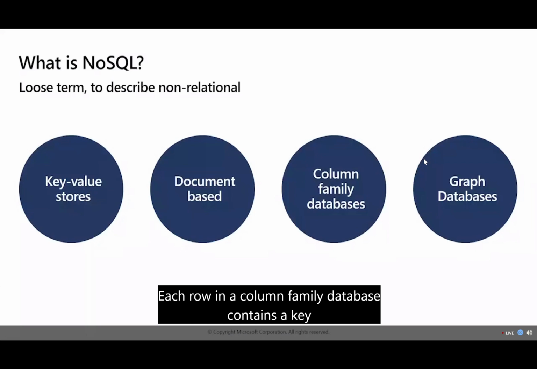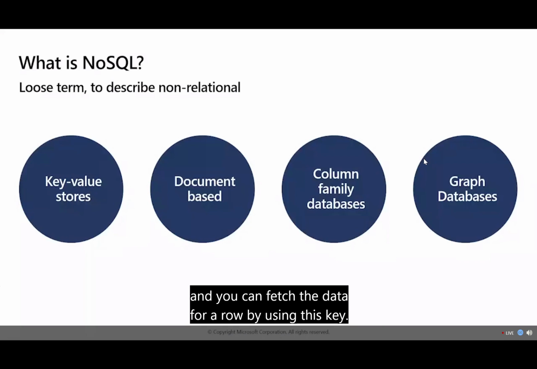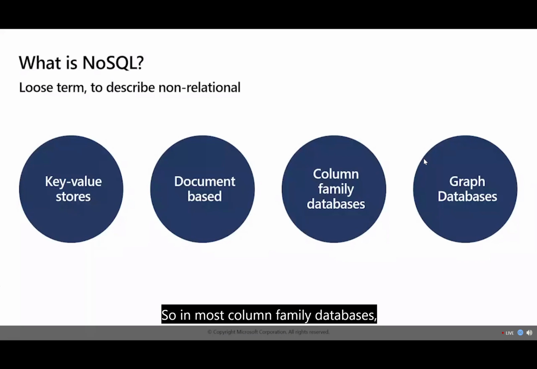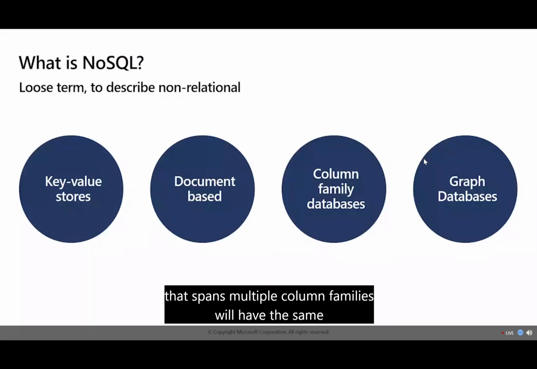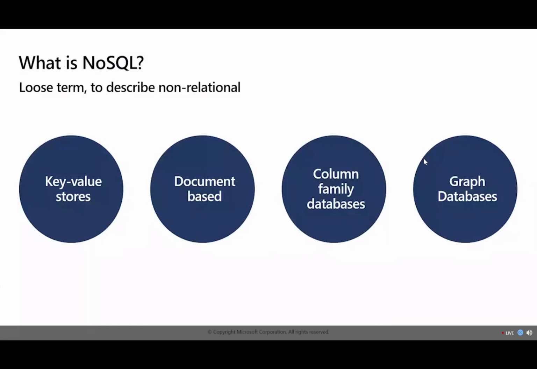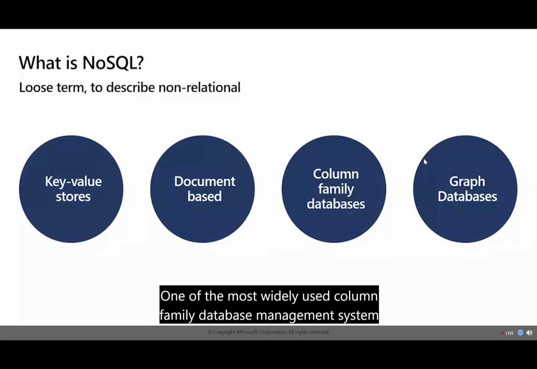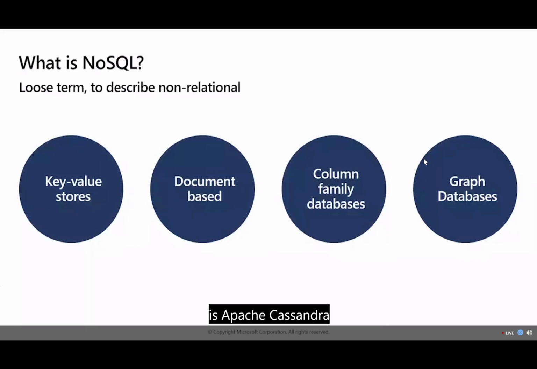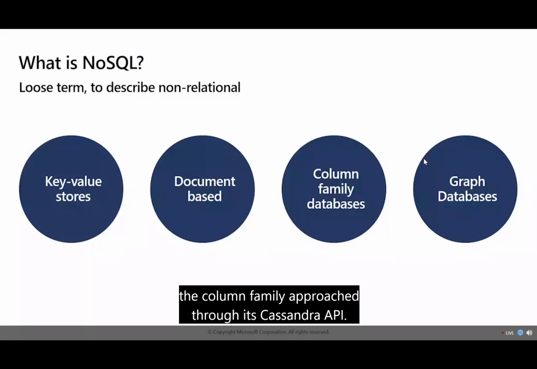Each row in a column family database contains a key, and you can fetch the data for a row by using this key. So in most column family databases, the column families are stored separately, and the data for a single entity that spans multiple column families will have the same row key in each column family. One of the most widely used column family database management systems is Apache Cassandra, and Azure Cosmos DB actually supports the column family approach through its Cassandra API.